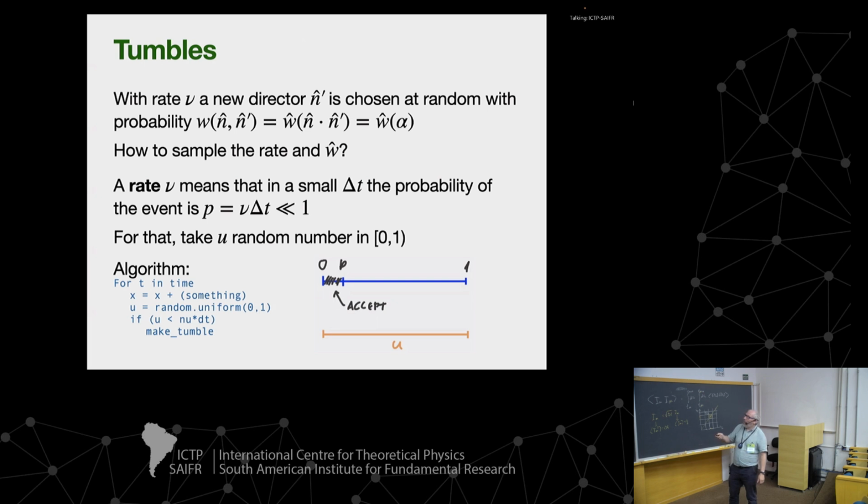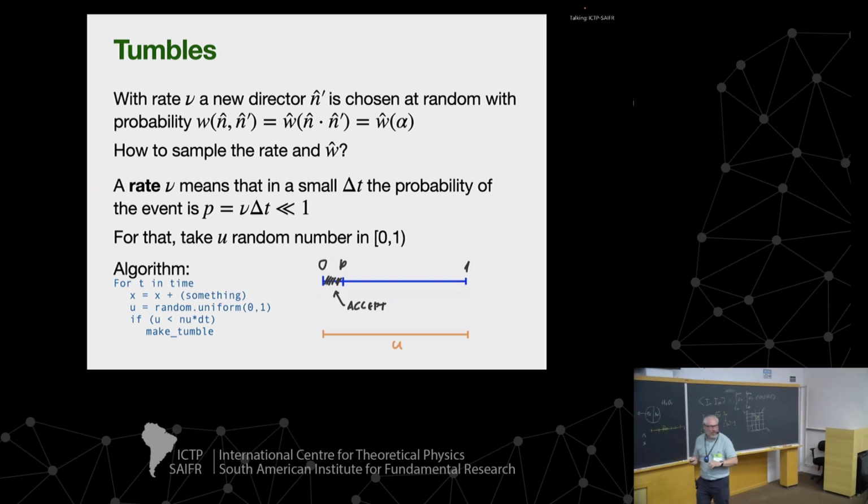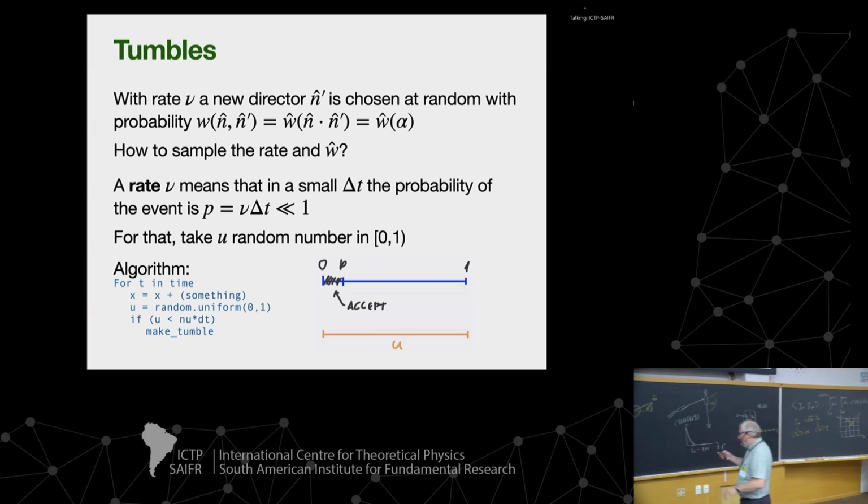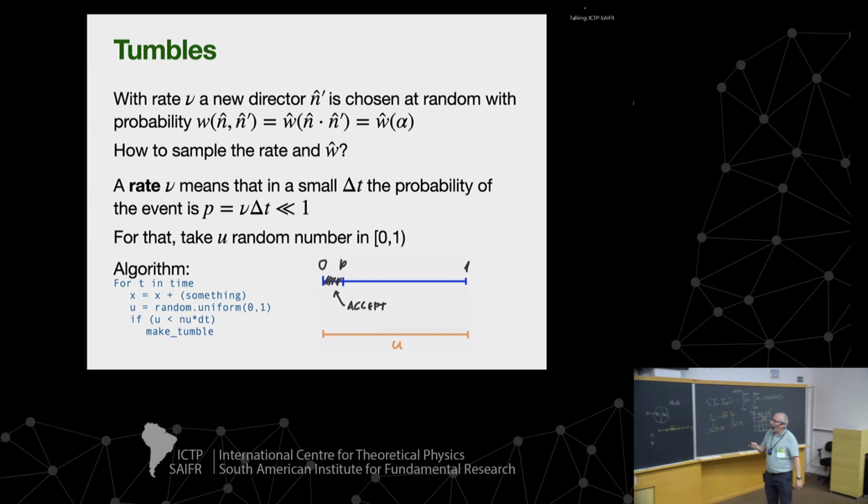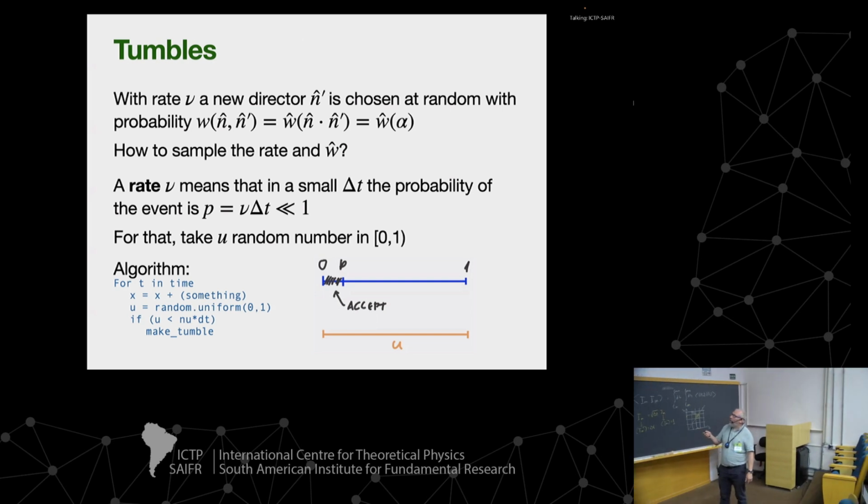Okay, you do the for loop on time, you move the particles whatever, you take a new random uniform between 0 and 1, and if u is smaller than nu delta t, then you make the tumble, whatever that means for the moment. Okay, this is the first step, but this is not enough because now we have to choose the new director.